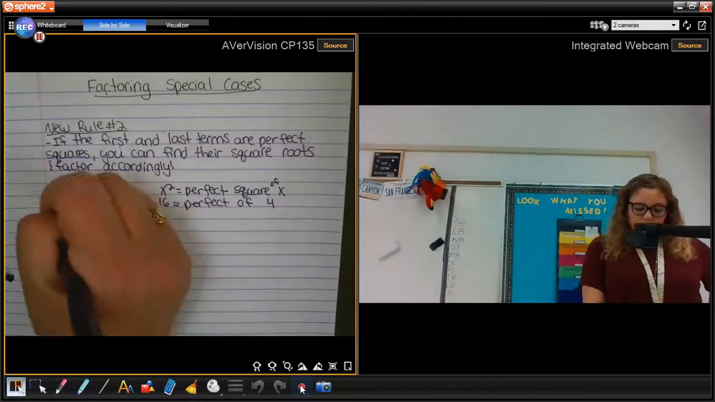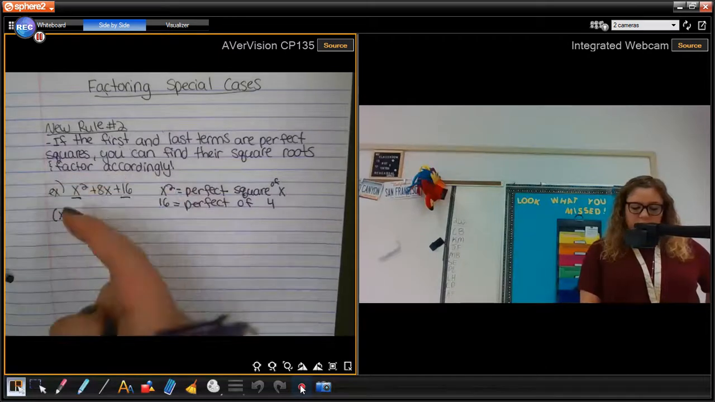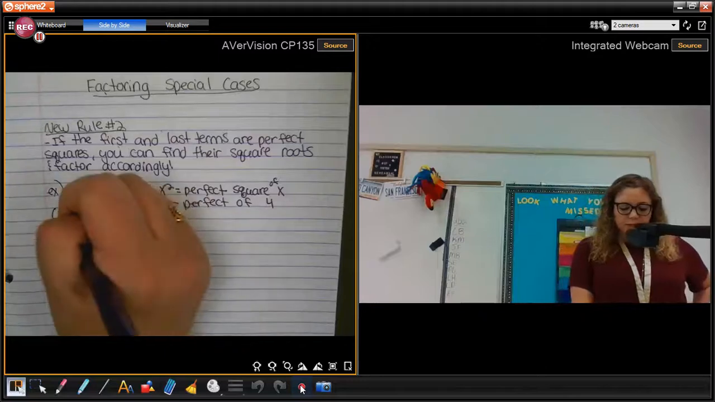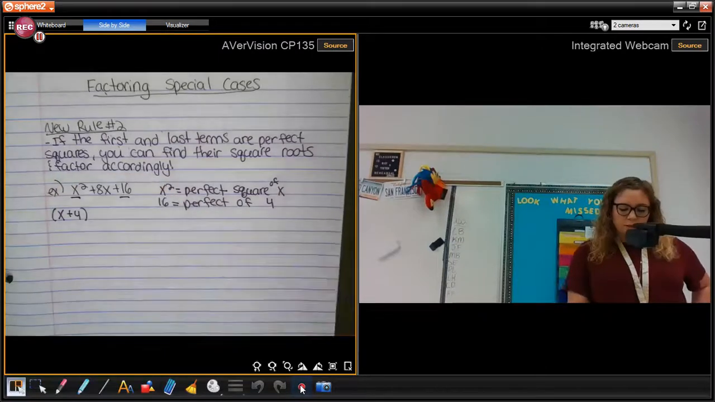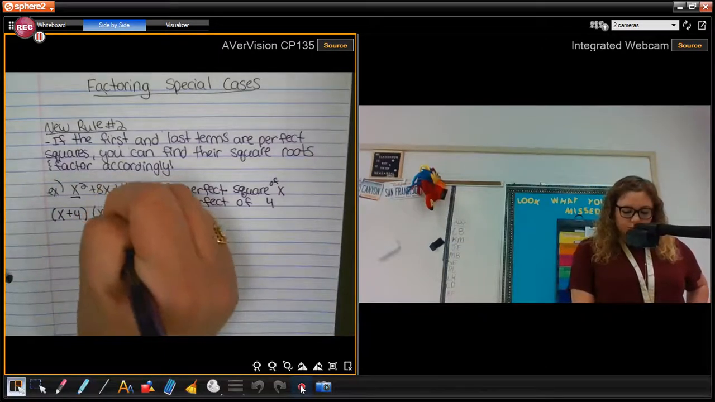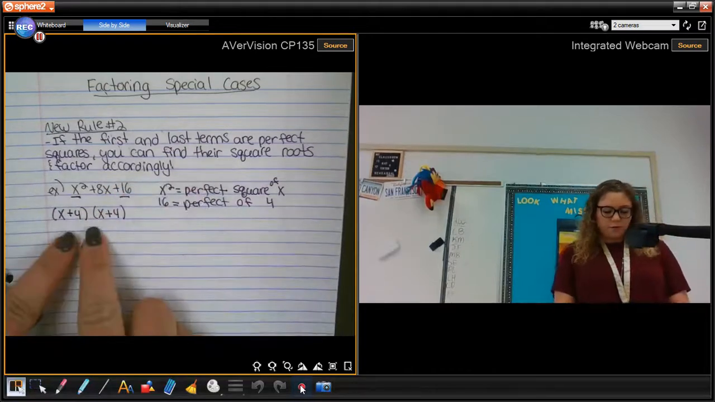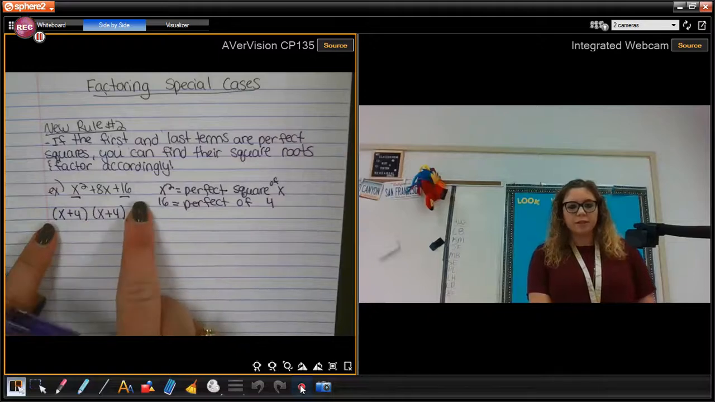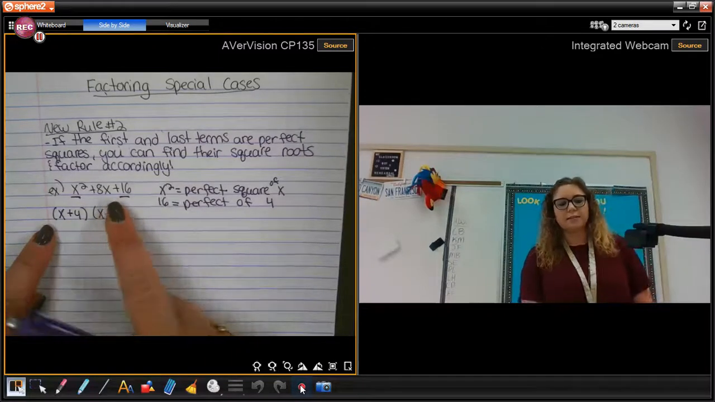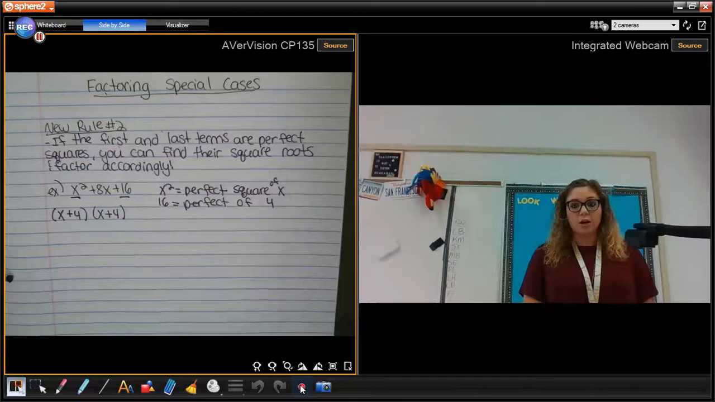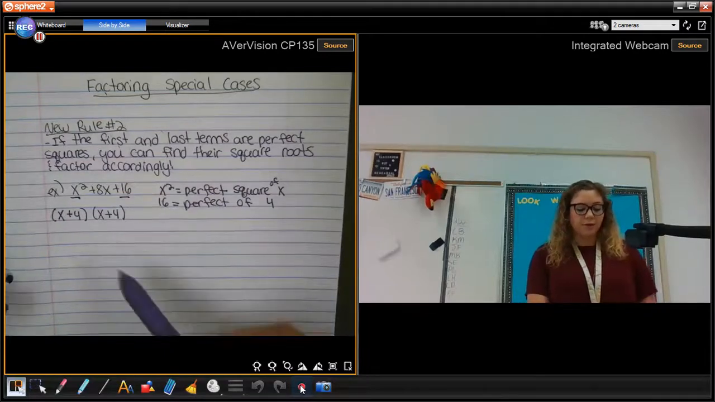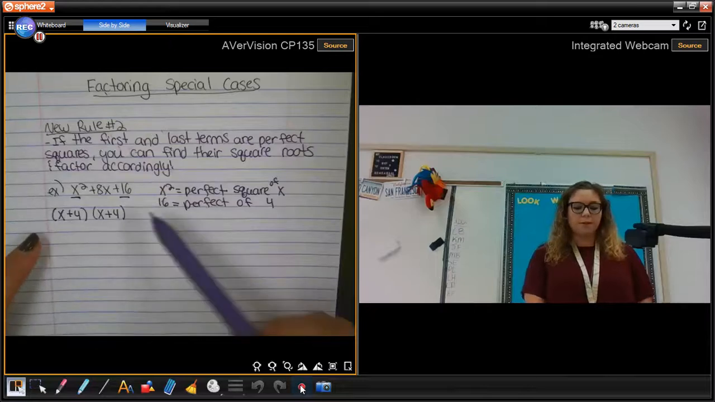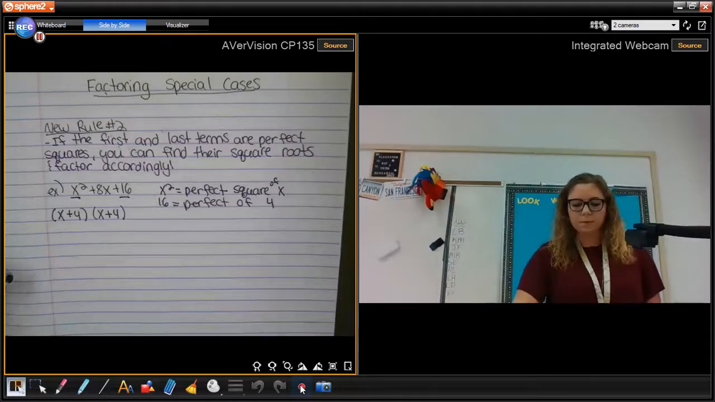So I can do the perfect square of x squared, which is x, okay? If it's plus, I'm going to do plus 4. And I'm going to do it 2 times, x plus 4. So now, if I factor this out, I'll get this. 4 times 4 is 16, 4 plus 4 is 8, okay? And that's my answer. That's all you do. You just take the perfect square of this one and the last one, and you put it in parentheses and copy it 2 times. Okay?